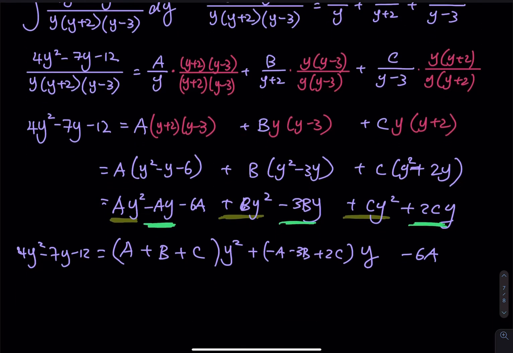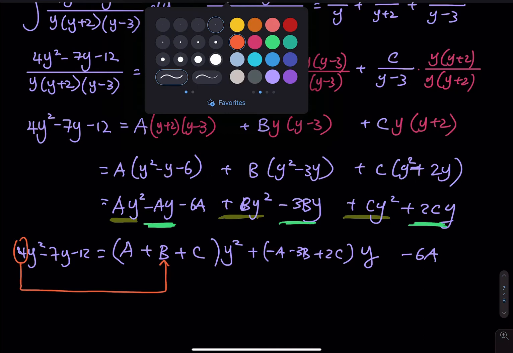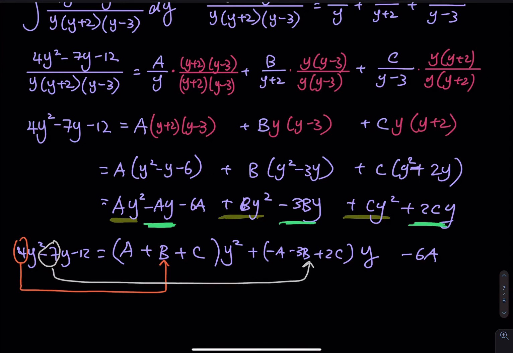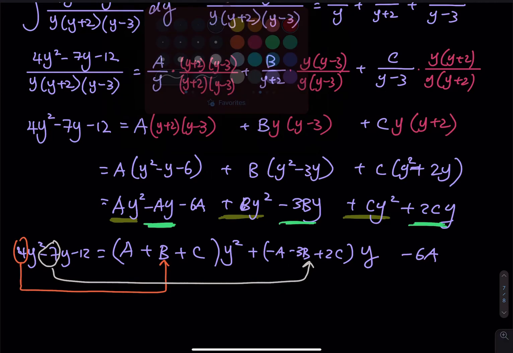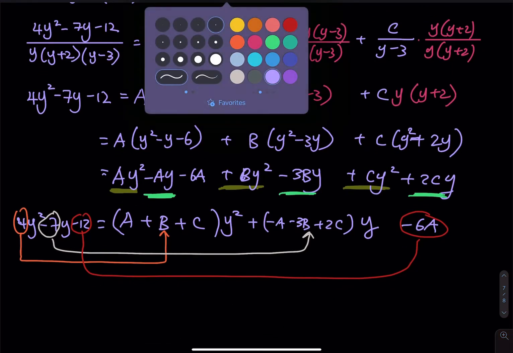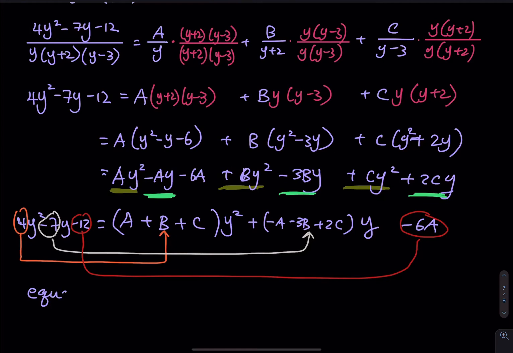And now we equate the coefficients. So let's use an arrow. The 4 is the coefficient of y squared, so 4 matches the coefficients for the y squared on the other side. And then we have a negative 7, so let's use a different color. Negative 7 matches the first power terms, right? And then last but not least, we have a negative 12, so the negative 12 matches the minus 6A. Okay, so write: equate the coefficients. I will write the words for you.